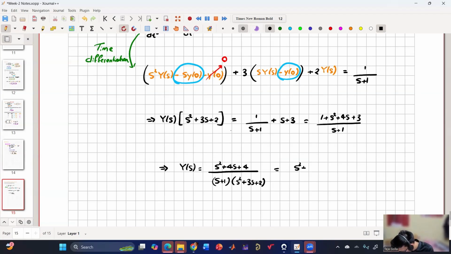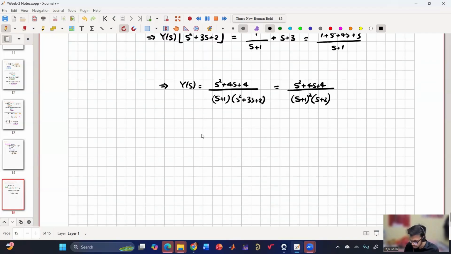We have s square plus 4s plus 4 by (s plus 1), and the other one is (s plus 1) into (s plus 2). So I'll have (s plus 1) whole square into (s plus 2). So as I said, we have to apply partial fractions whenever we see such transfer functions. So let us apply partial fractions.